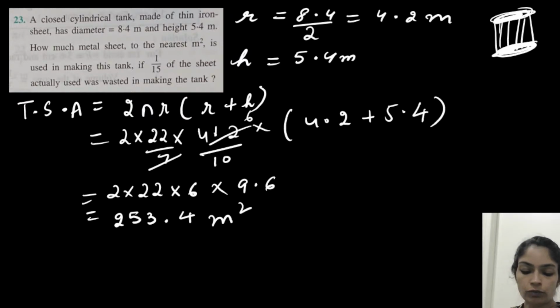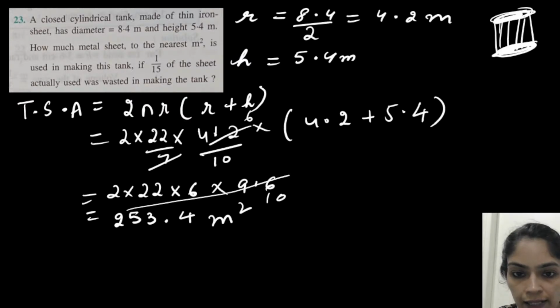253.4. Yes, 253.4 meter. 10 in the denominator. See, 10 in the denominator, I didn't write. Okay, I missed 10 in the denominator also. Okay, I'll write here. So after that, what is the answer? 253.4. Yes, so 10 is there in the denominator also. So because of that, one decimal you have to write. So 253.4 meter square. Write the answer always along with the unit.